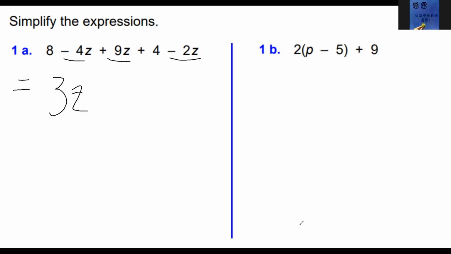I'm okay. And then these are like terms as well. The 8, these are my constants. I can combine the constants. Constants are like terms. 8 plus 4 is positive 12. Are you guys familiar with that? Yeah? Is that very simple for you? Yeah? Okay.